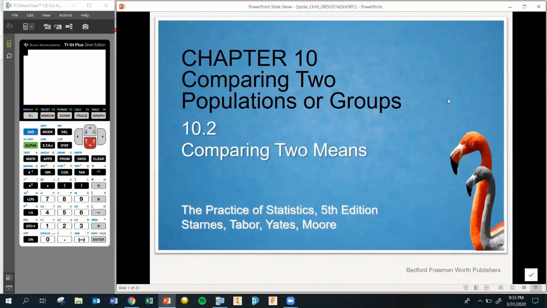Hello, AP Stats students. We are going to be looking today at beginning section 10.2, where we compare two means for two different populations. You might remember in 10.1, we looked at comparing the proportions from two different populations, where we looked at the problem about twins.